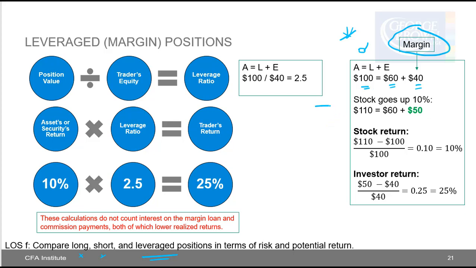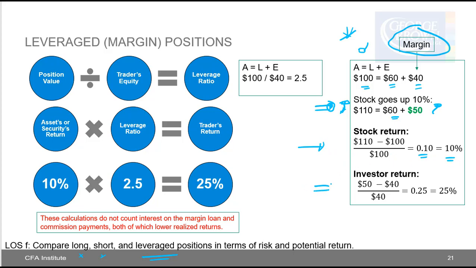Now, if the stock should go up 10%, the stock would be at $110. Now, let's say that the liability has not changed. To make the accounting equation balance, assets equals liabilities plus equity, what's happened here? The stock price has gone up, and my equity has gone up from $40 to $50. So the stock return, ending minus beginning divided by beginning, is how we calculate holding period return. You can see that equals 10%.